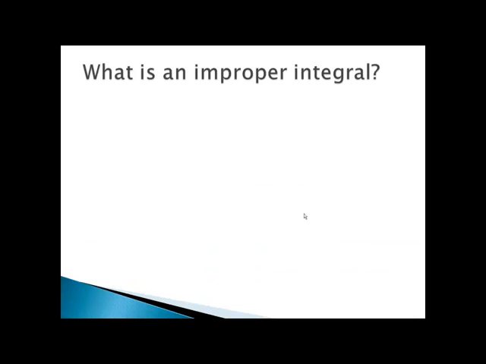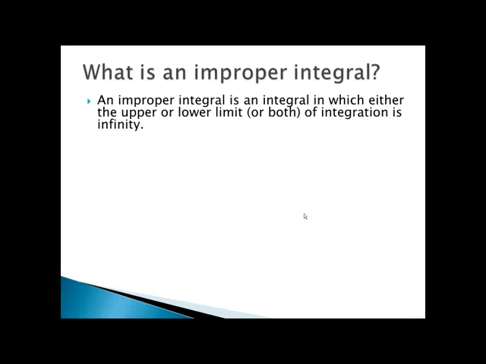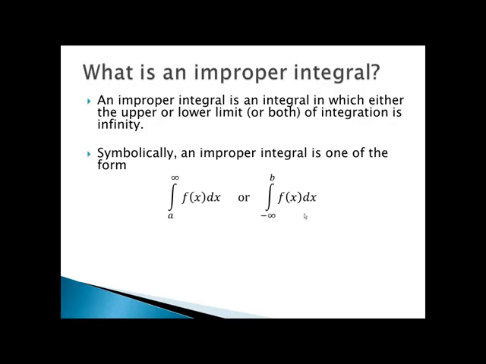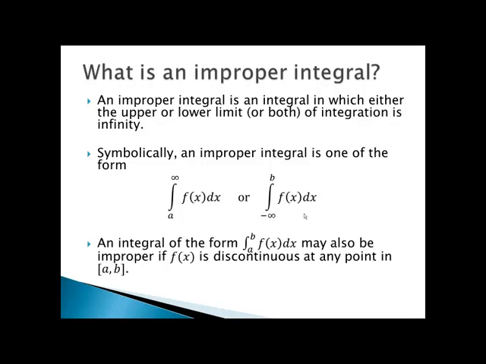Improper integrals. An improper integral is one in which either the upper or lower limit of integration is infinity. Symbolically, an improper integral is one of the following forms. We can integrate f of x from a to infinity, or we can integrate from negative infinity to some number b. The integral from a to b of f of x with respect to x may also be improper if f of x is discontinuous at any point in the interval from a to b.